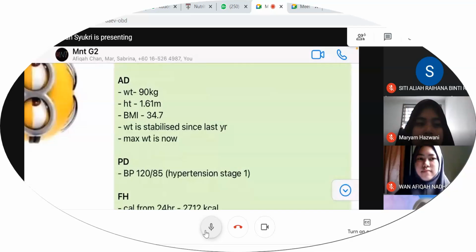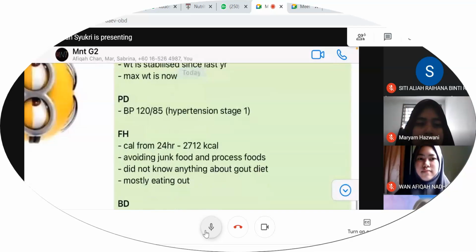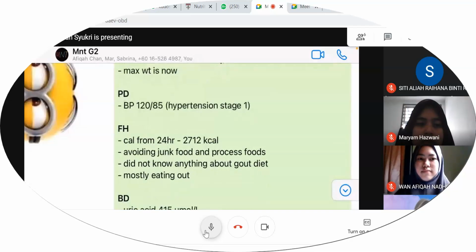The weight is stabilized since last year. So for PD, his BP is 120 over 85. It is hypertension stage 1 because the diastolic, the lower number, is more than 80. So it is hypertension stage 1.